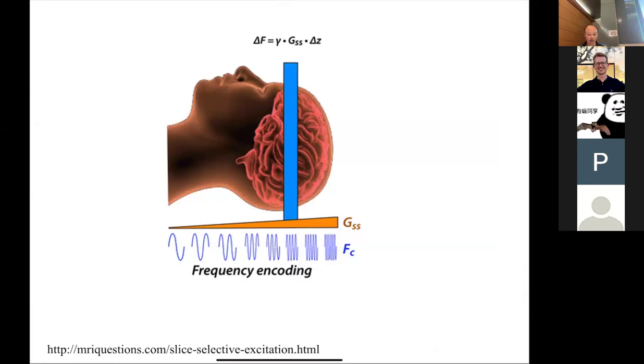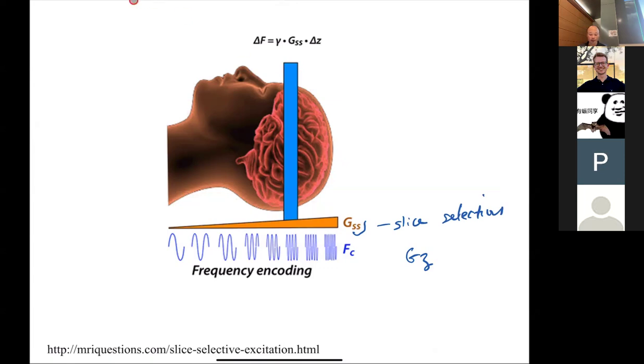So obviously, you might guess that we're going to do this with gradients, because gradients are what allow us to make spins experience have different Larmor frequencies. And so here, if I apply a gradient, the SS stands for slice selection. Sometimes this is called the slice select gradient, and by definition it's also the GZ gradient. One of the conventions is that in 2D imaging, the slices are always stacked along Z.